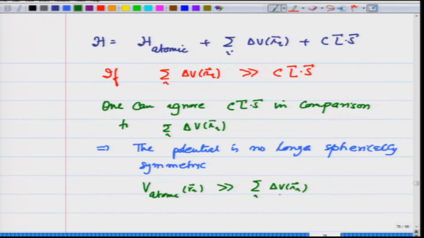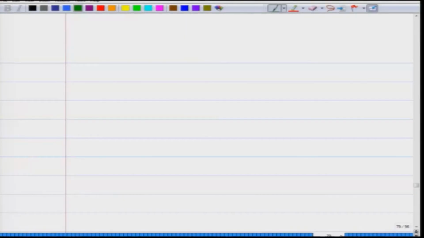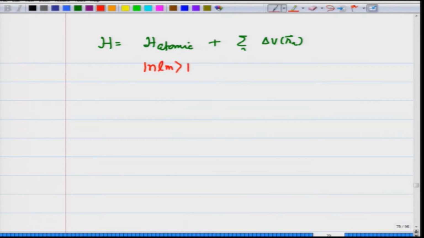This is much larger than summation of delta V(R_i). So, in the first instance I can say that each electron has an angular momentum. However, the effect of this delta V(R_i) is going to be that it is going to mix states such that the components are not well defined. Let me explain that. So, H I am going to write as H atomic plus this crystal field, summation of delta V(R_i). These are still specified by n, l, m, and there is this spin component which I am not so much worried about right now. And then when I include this, something is going to happen.